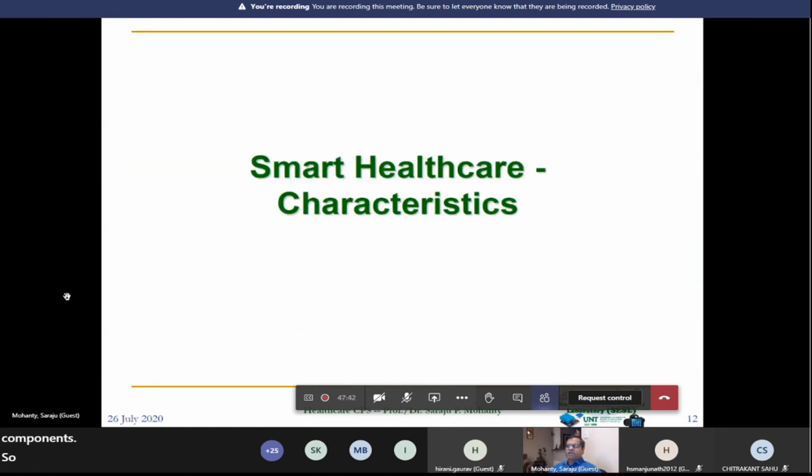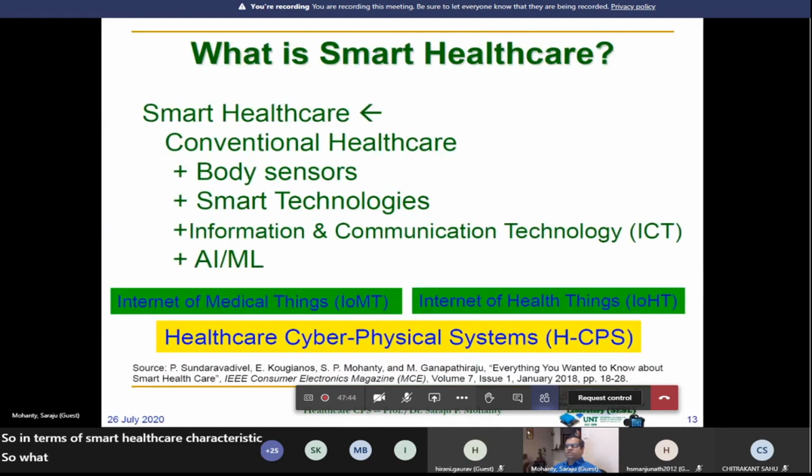So in terms of smart healthcare characteristics, what we call smart healthcare, we have seen some slides now. We can define it like this. It's conventional healthcare with a lot of body sensors which are connected to the body as implantable, wearable, and so on. Then certain smart technology like mobile phones and tracking devices are coming into the picture. Then information and communication technology, they're always connected. For example, my wearable is connected to my smartphone through Bluetooth, or the phone and other things are connected to Wi-Fi, to the internet, and so on.